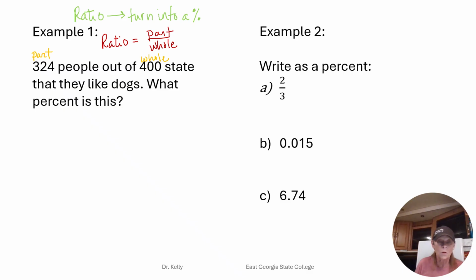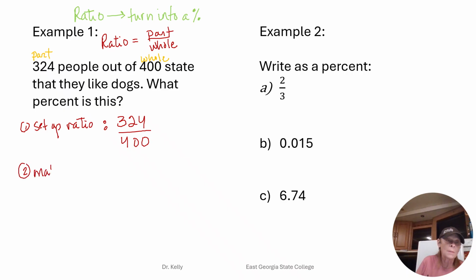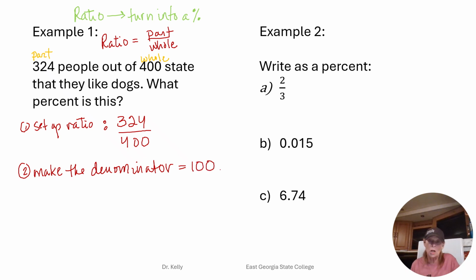So first things first, we want to set up the ratio. Here the ratio is going to be 324 over 400. Now the next thing we want to do is make the denominator equal to 100, right? Because when the bottom is 100, then the numerator, the top number, just becomes the answer with the little percent symbol on there. So that's what we're going to try to do here.